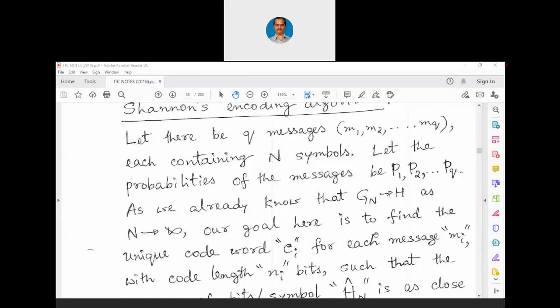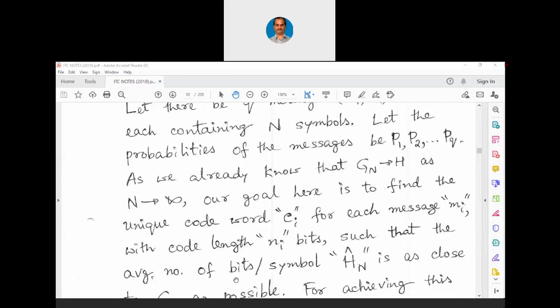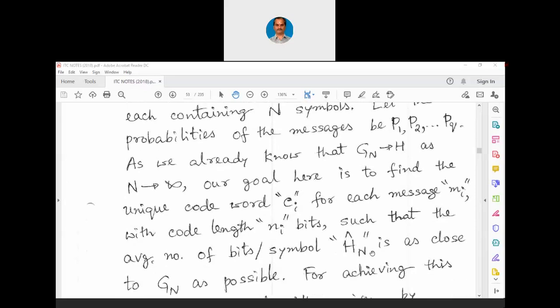So, our goal here is to find a unique code word Ci for each message Mi with code length Ni bits such that the average number of bits per symbol, Hn cap, is as close to Gn as possible. Please understand this. We do not want to unnecessarily pack more information content and we do not want to increase the symbol rate or information rate. So the average number of bits per symbol, we use that as Hn cap. This should be as close to Gn as possible. These terminologies again we are going to use in our exercises.